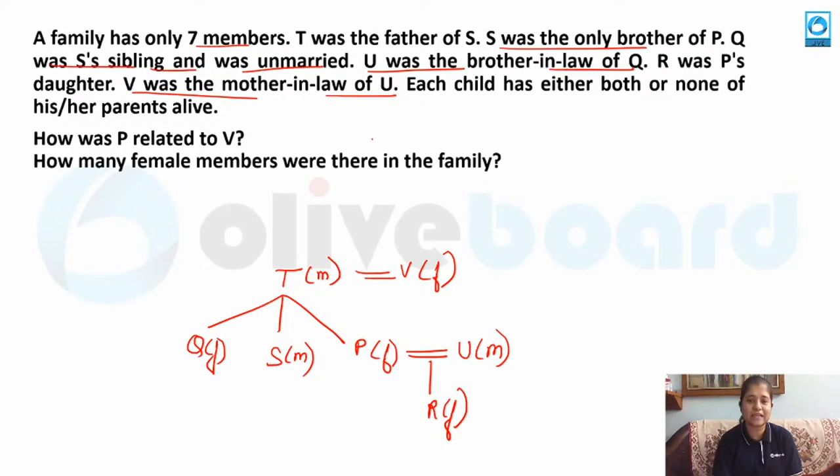Each child has either both or none of his parents alive. So how was P related to V? You can see that P is the daughter. And how many females are there in the family? 1, 2, 3 and 4. So 4 female members are there in the family. Absolutely easy question.